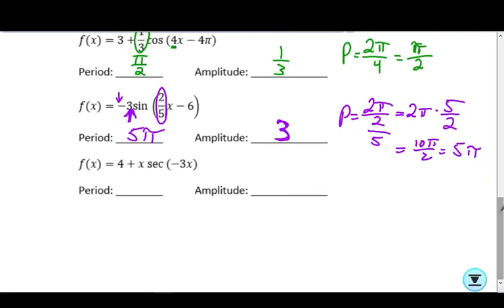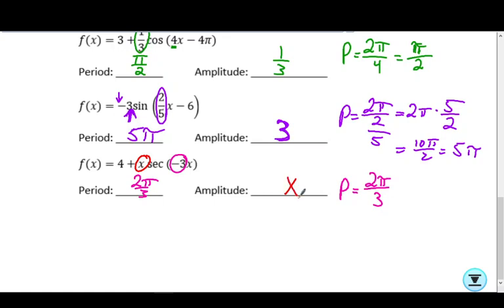All right, the last one. So again, this right here is b, but like the last problem, we don't use the negative. The negative is a reflection as well, so we put 3. So this is 2 pi over 3. So 2 pi over 3 is my period. And my amplitude comes from what's out in front, and that is x.